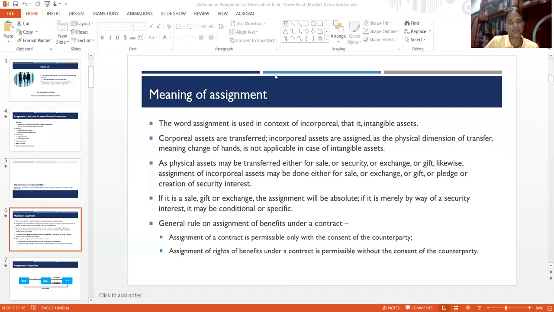Now, in case of the so-called assignment of receivables as well, what I'm actually doing is I might be selling the receivable, because there might be a sale involved here, but the technique or the methodology used for achieving the sale is assignment. So assignment is the process or the method by which receivables or so-called actionable claims are transferred. Actionable claims is the legal word.